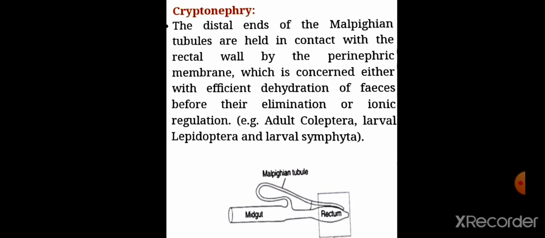Cryptonephry. The distal ends of the Malpighian tubules are held in contact with the rectal wall by the perinephric membrane, which is concerned either with efficient dehydration of feces before their elimination or ionic regulation. Example: adult Coleoptera, larval Lepidoptera and larval Symphyta.